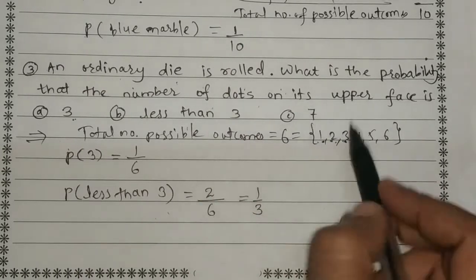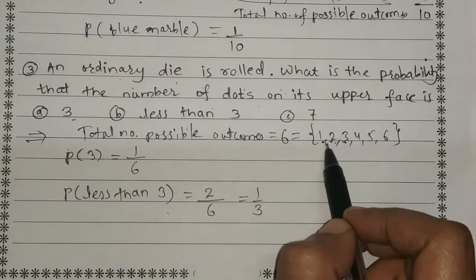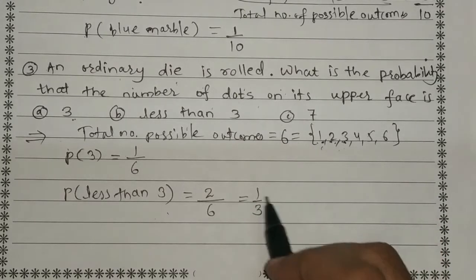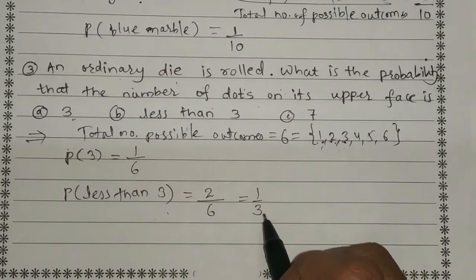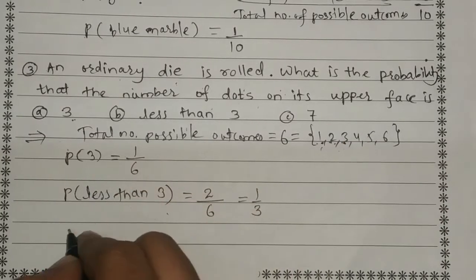For the probability of less than 3, there are only 2 numbers which are less than 3, 1 and 2. So there are 2 favorable outcomes, out of a total of 6. So 2 out of 6, that is 1 by 3, is the probability.